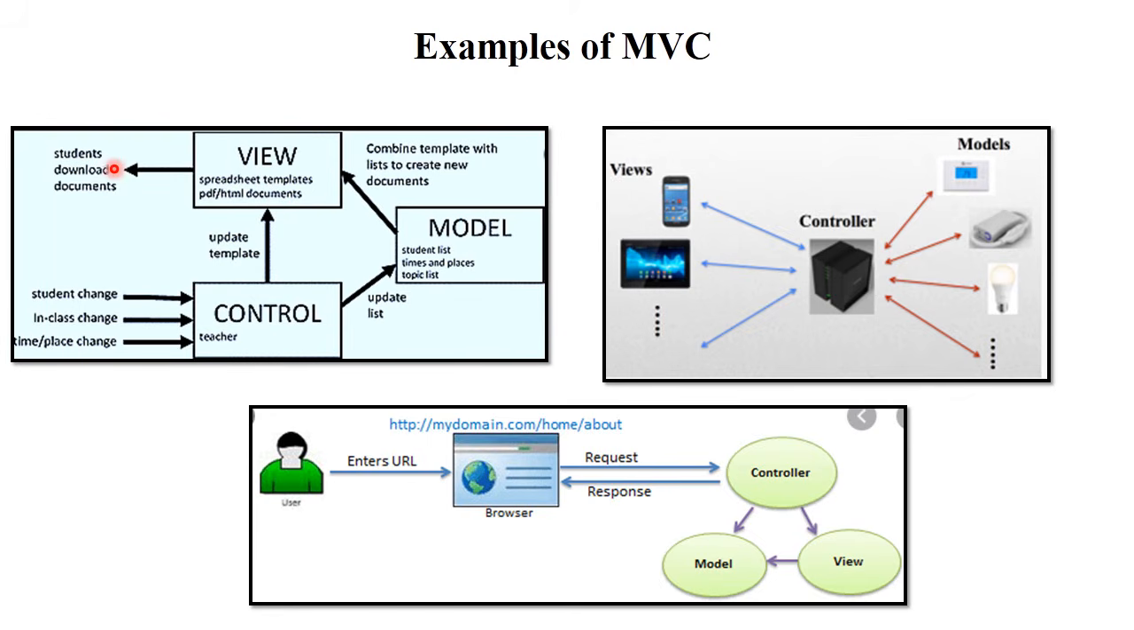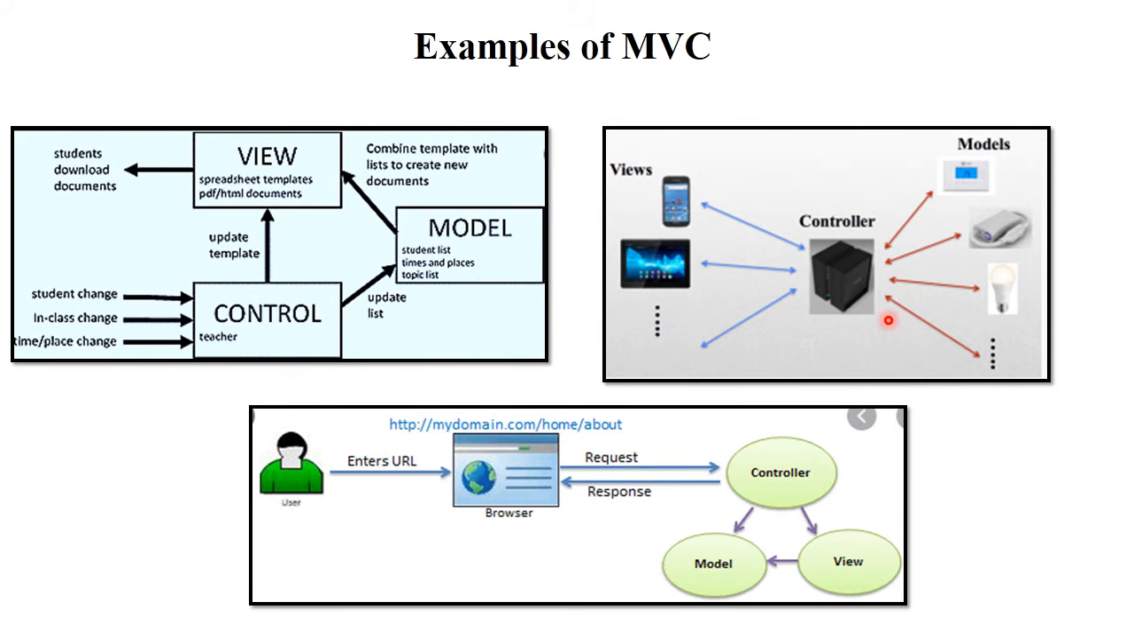Suppose students download a document. So the student interacts with the controller. Okay? Controller means a particular teacher, that is, student change, class change, type and place change, etc. The controller handles the user as well as the model, because it is the interface between the model and the user or view. The controller updates all the data from the model, and the model shows all the data to the user or interface. So this is a combined template with the list to create the new documents.